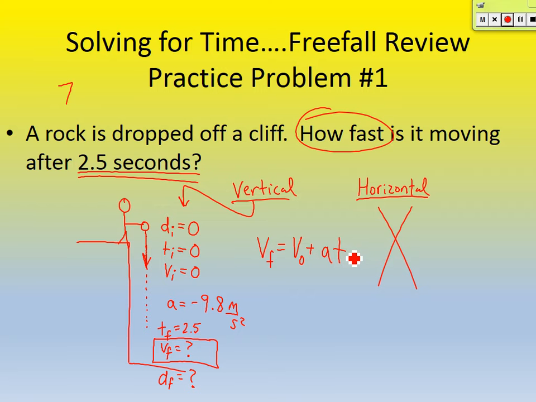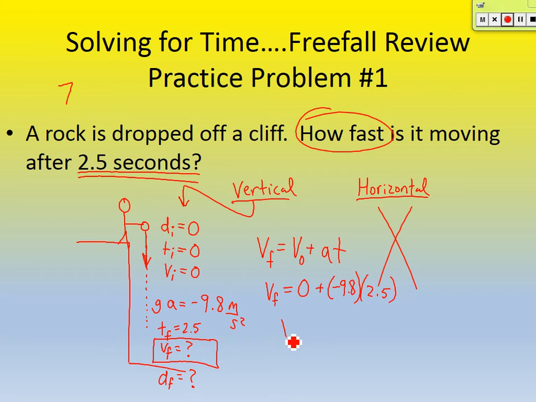Now I'm just going to plug in our magnitudes for these variables. Velocity final, we don't know, so I'm just going to keep calling it V sub f. Velocity initial, if we just drop it, it's got to start at 0, so that's going to be 0, plus the acceleration, and we really should put g here for the acceleration due to gravity, is a negative 9.8, and time stands for time final, which is 2.5 seconds.